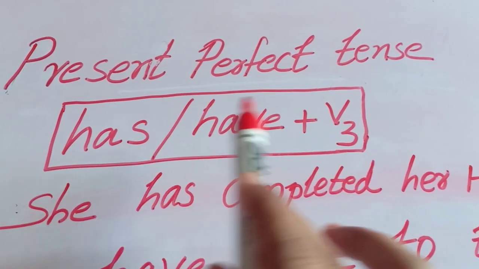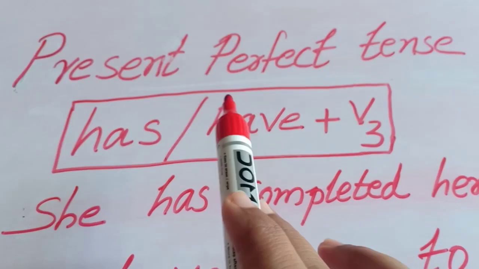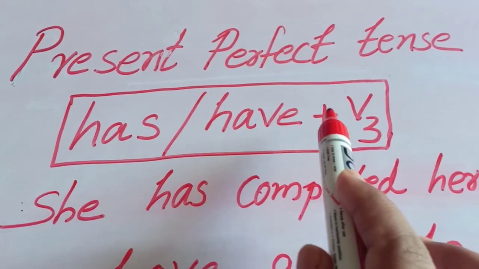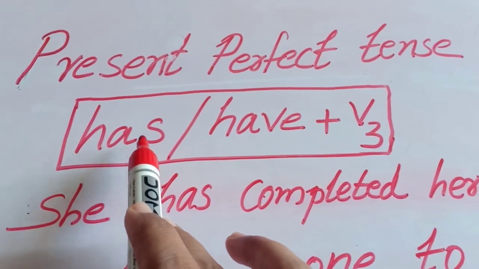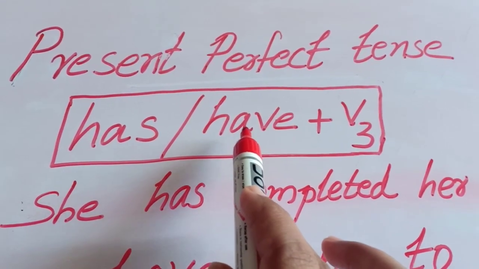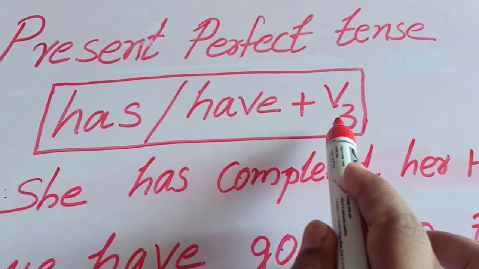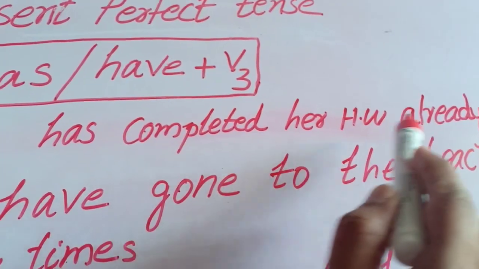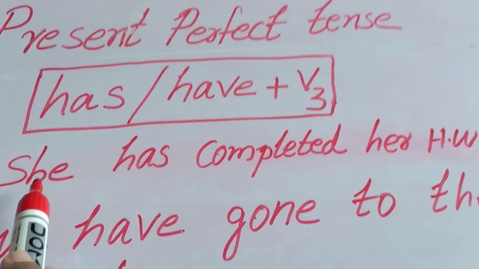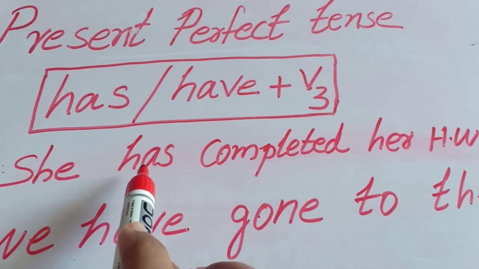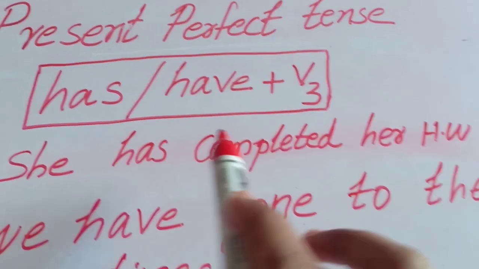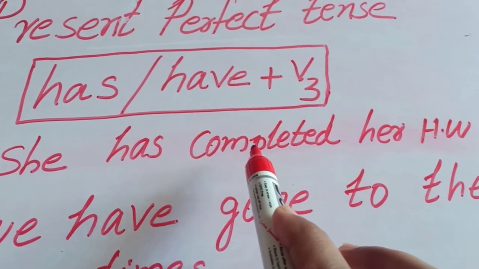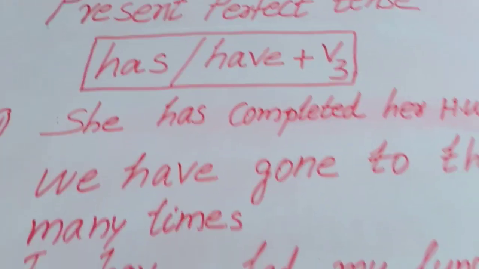Okay, let us discuss now the present perfect tense. In the present perfect tense, we should always use the verb format as has or have plus V3. Has will come with the singular subject and have will come with the plural. Always V3 is compulsory. So let us see this example. She has completed her homework already. She is a singular subject, that's why we use has. She has. Completed is the V3 form of complete. Complete, completed, completed.